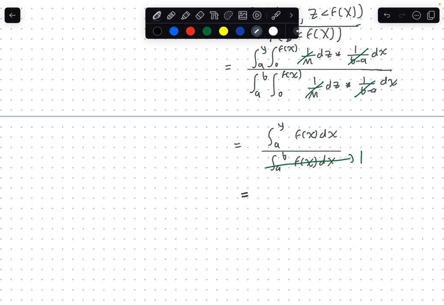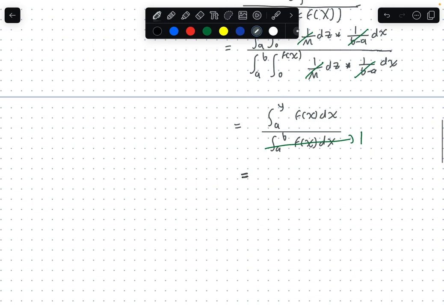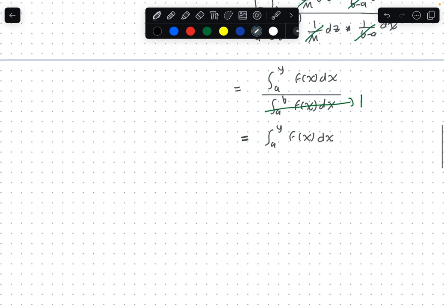That's pretty much an assumption of a probability density function, or a requirement for a probability density function. If you integrate over the entire domain, you get 1. In other words, probabilities must sum to 1, and you are left with the integral from a to y of f of x dx, which is exactly the CDF of y, the desired CDF that we were looking for, and thus this will prove the theorem. This is the result that we are after.